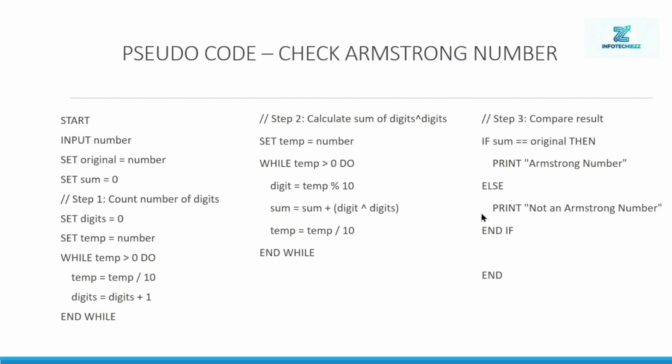So here is our pseudocode. At first, we have to get the input from the user, and we are storing our original value in another variable.